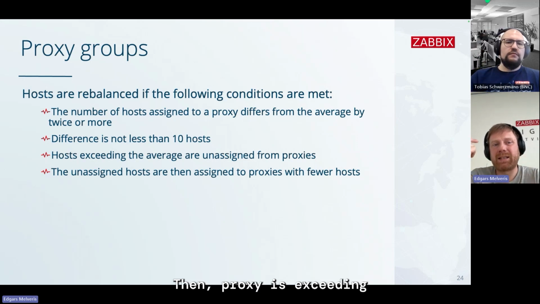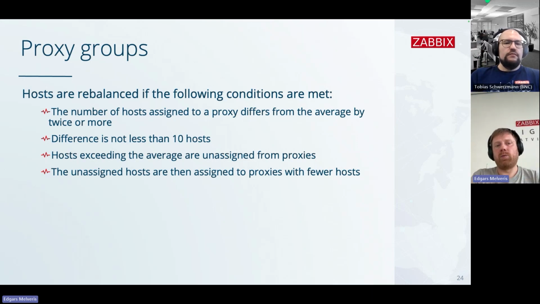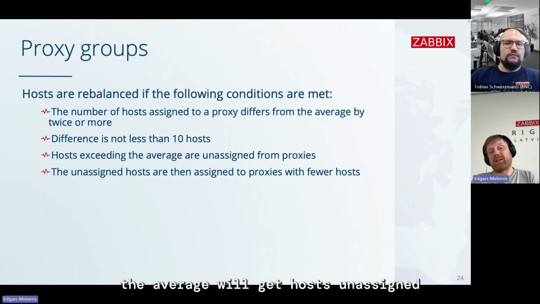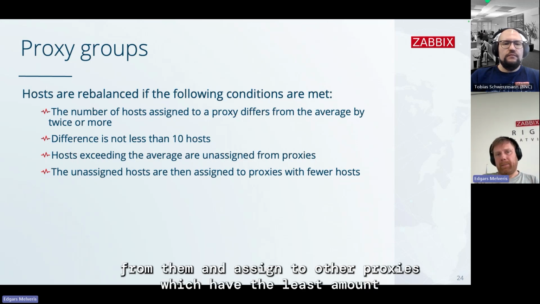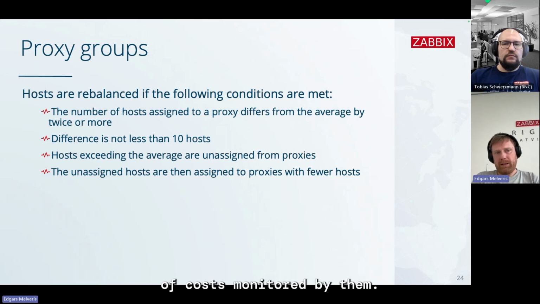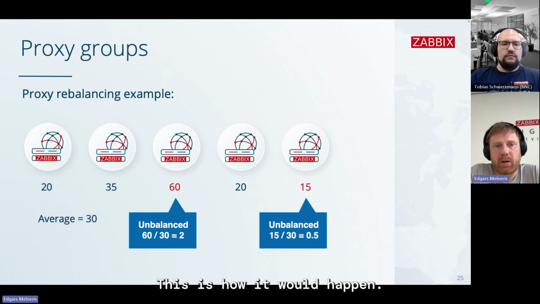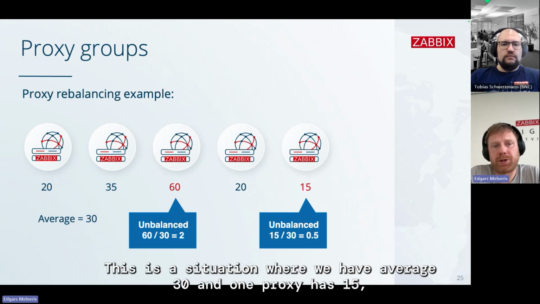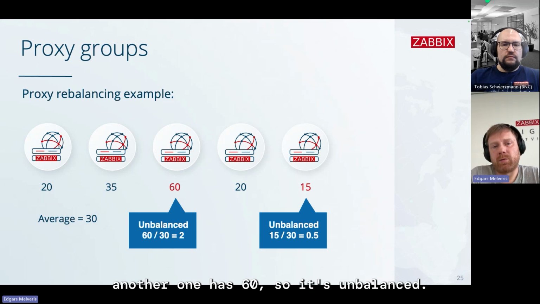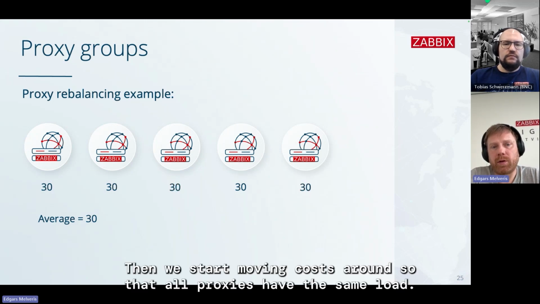Okay, and then proxies exceeding the average will get hosts unassigned from them and assigned to other proxies which have the least amount of hosts monitored by them. And this is how it would happen. So this is a situation where we have an average of 30, and one proxy has 15, another one has 60, so it's unbalanced. And then we start moving hosts around so that all proxies have the same load.